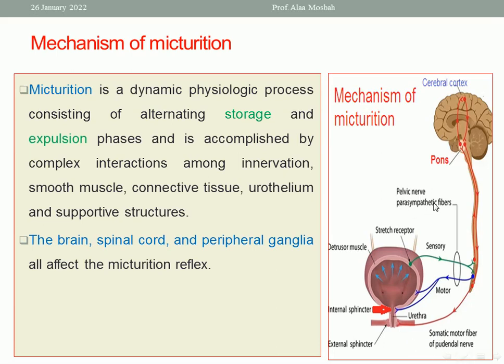So I have the autonomic one, parasympathetic through the pelvic nerves, sensory and motor, and I have also somatic motor fibers through the pudendal nerves. What about the sympathetic fibers? Sympathetic fibers come through the hypogastric nerves from thoracic 11 to lumbar 1. This is the sympathetic and the parasympathetic innervation to the bladder. All these should be intact and all reflexes should work properly to keep the storage and the expulsion phases working very well.